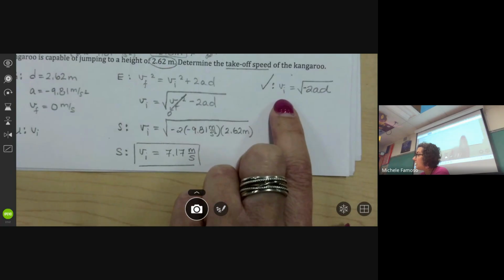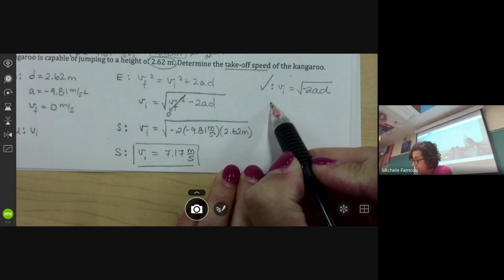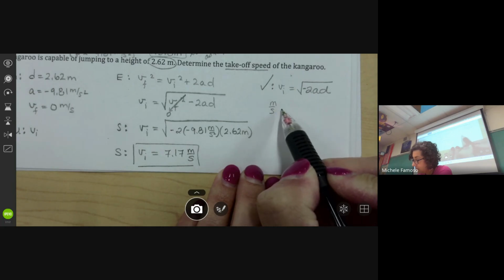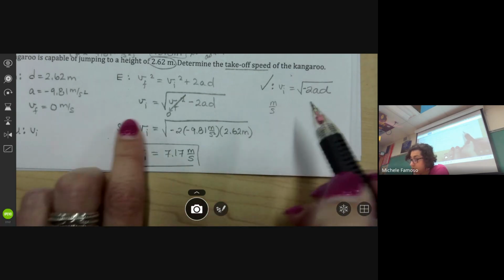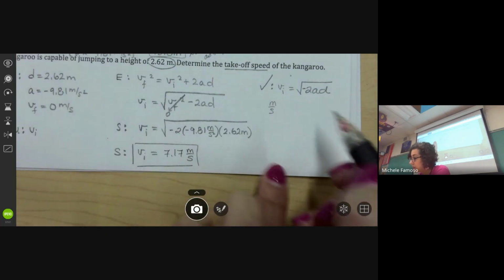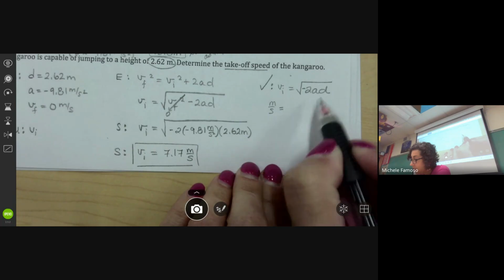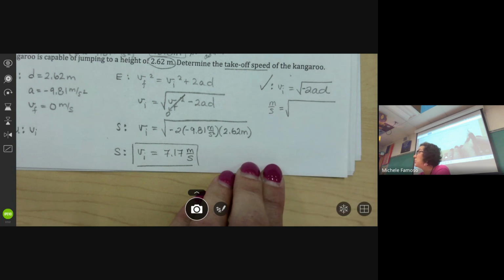What units do I have, Sydney, for VI? I'm sorry? The VI? No, it's not. We took a square root, so the square goes away. So it's just meters per second. Now we're going to go to the right side, keep the radical. The negative 2 is going to drop out because it doesn't have a unit attached to it.